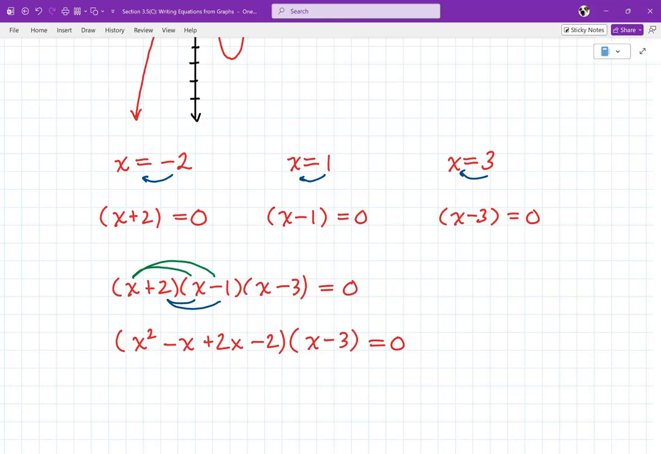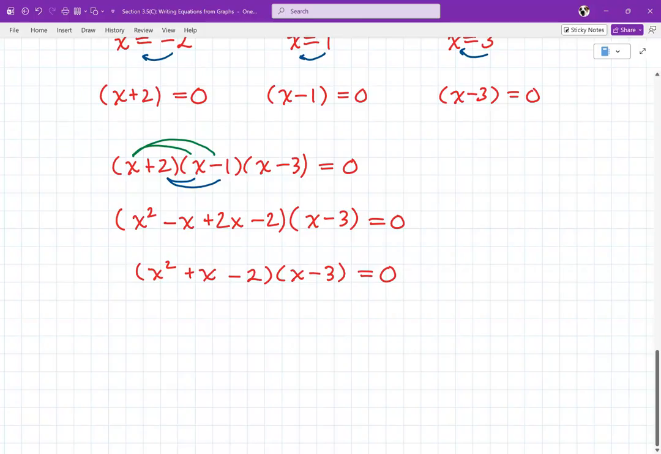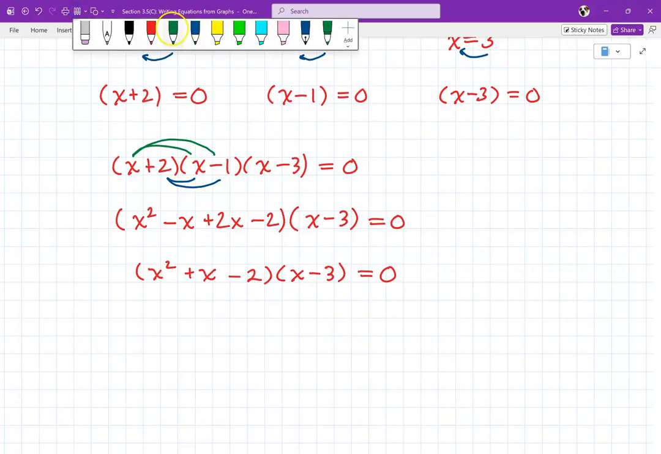Let me fix up this big parenthesis right there because I do have like terms in the middle. -x plus 2x is a positive x. So positive x minus 2 times x minus 3 equals 0. So I've got to do multiplication one more time here. I don't know how you want to multiply, left to right, right to left. Whenever I'm doing a three term times a 2 term, I always like going from the 2 term into the 3 term. You don't have to do it that way. I just think it's less of a mess going from smaller to bigger.